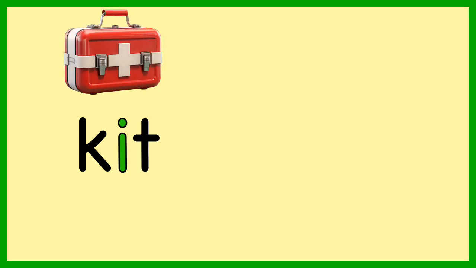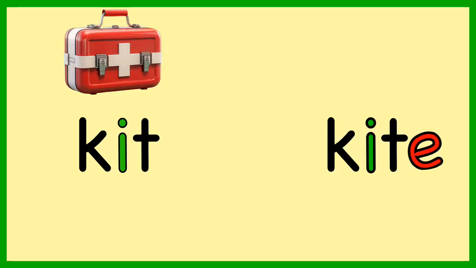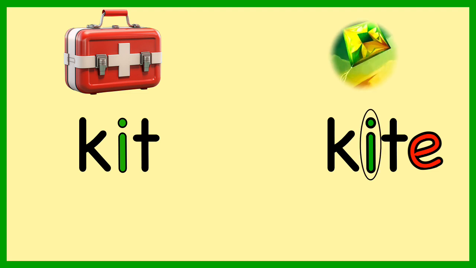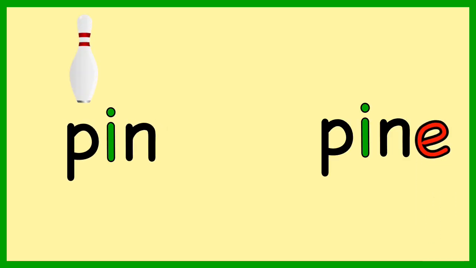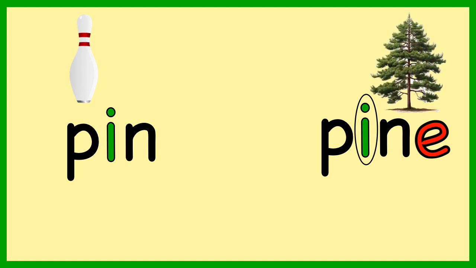K, I, T, kit. Add magic E to make I say I, and our new word is kite. P, I, N, pin. Add magic E to make I say I, and our new word is pine.